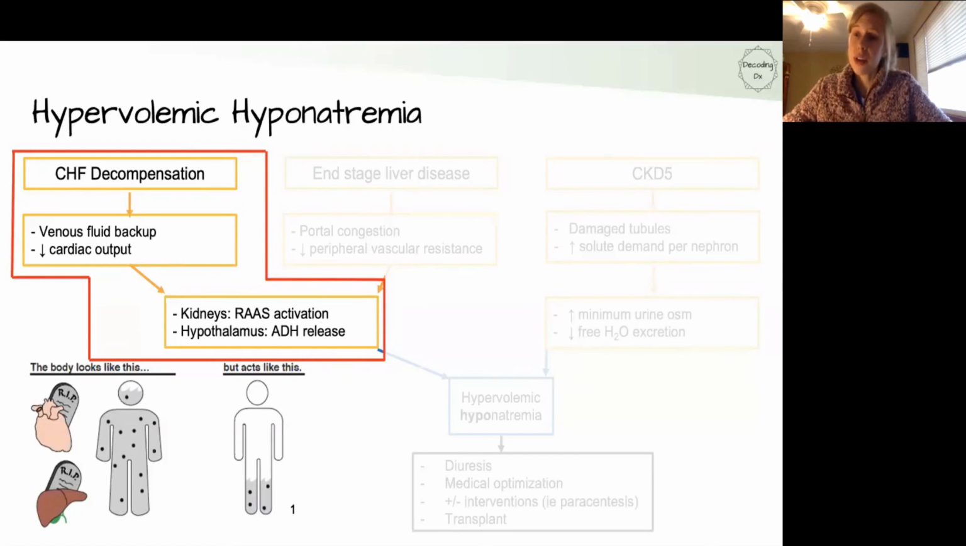Because as we talked about earlier, when the blood pressure goes down by 10 to 15, the hypothalamus says, hey, we need to reabsorb more fluid. We need to get that ADH release. So as you see in the picture, the body looks overloaded, but it acts as if it's underloaded.